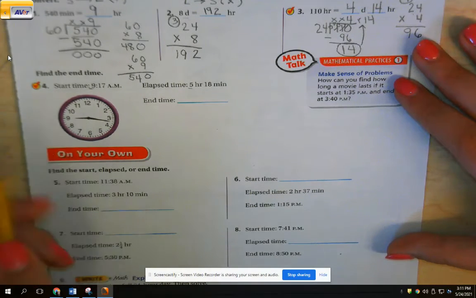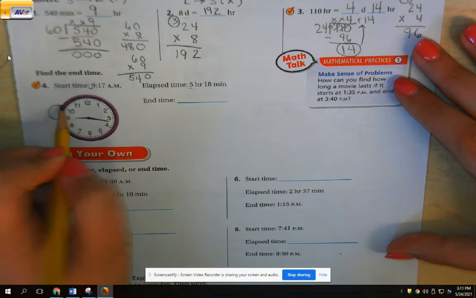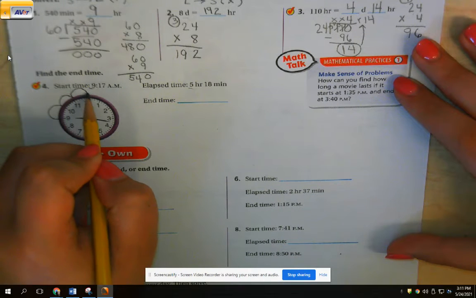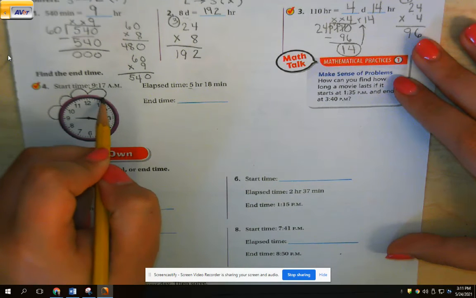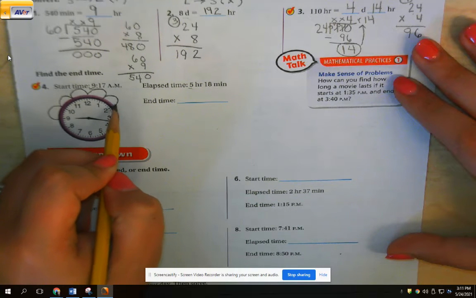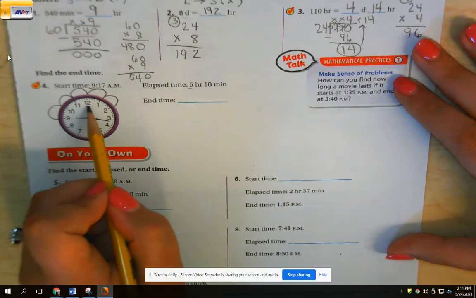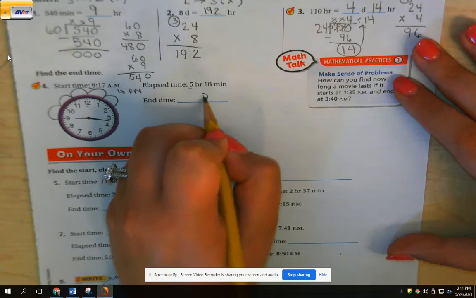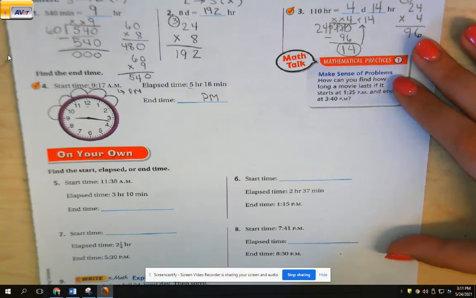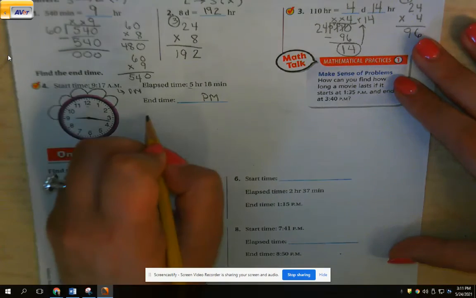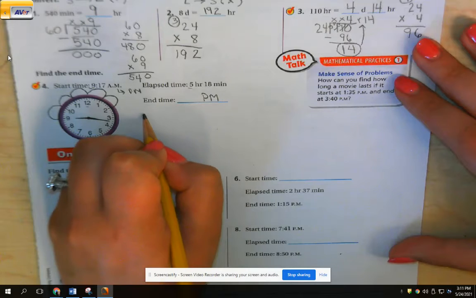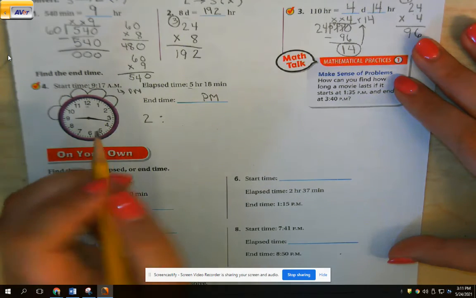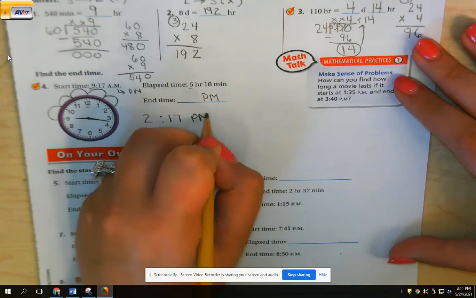So if I'm starting here, 9 to 10 would be 1 hour. 10 to 11 would be 2. 11 to 12 would be 3. 12 to 1 would be 4 hours. And 1 to 2 would be 5 hours. We went past 12 o'clock, so that means we're going to be switching from AM to PM. So if we went ahead just 5 hours, it would be 2:17 p.m.